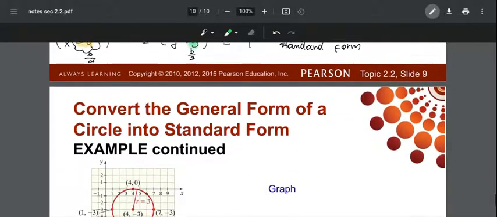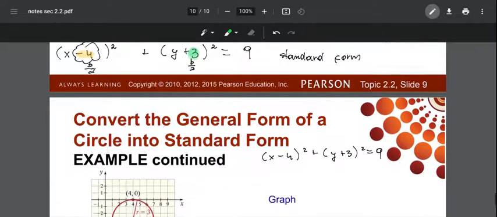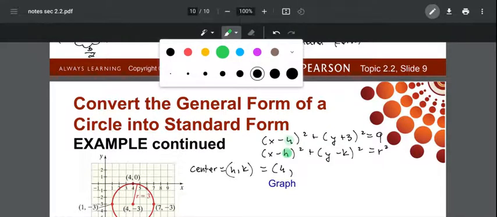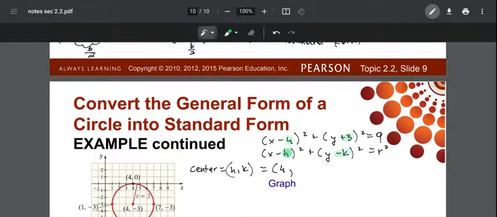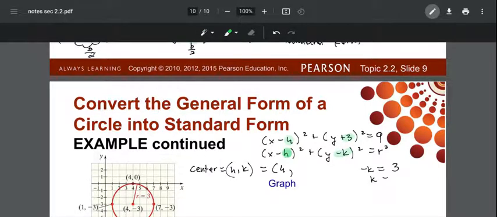So we'll continue. So standard form, we have (x - 4)^2 + (y + 3)^2 = 9. And the standard form is (x - h)^2 + (y - k)^2 = r^2. So to graph it, we need to know the center, (h, k). So like you see, h will be equal 4. And k, we have negative k must match with positive 3. So negative k must be the same as positive 3. That means k needs to be equal negative 3.